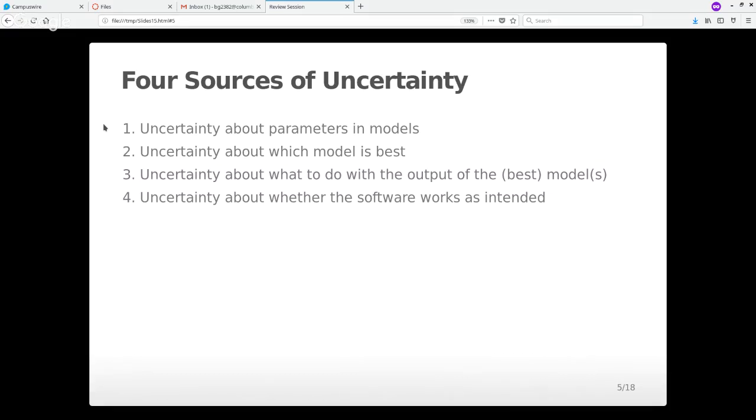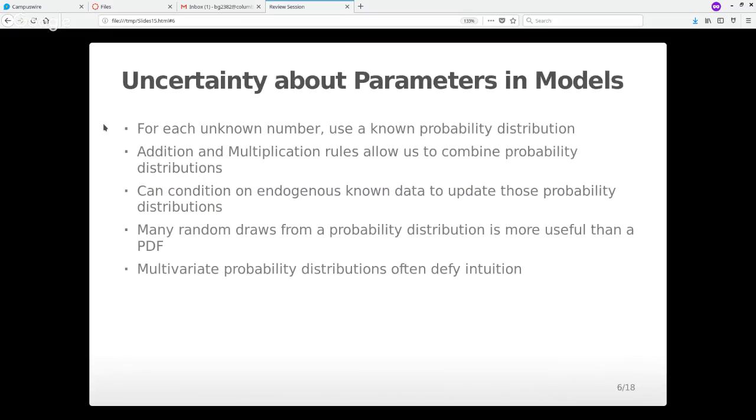And those 4 things we want to go through from a Bayesian perspective, and also talk about how that contrasts with some other approaches to quantitative methods. And so the essence of the Bayesian approach is for each unknown number or unknown in a model, use a known probability distribution. And that known probability distribution should represent what you believe about the parameter.